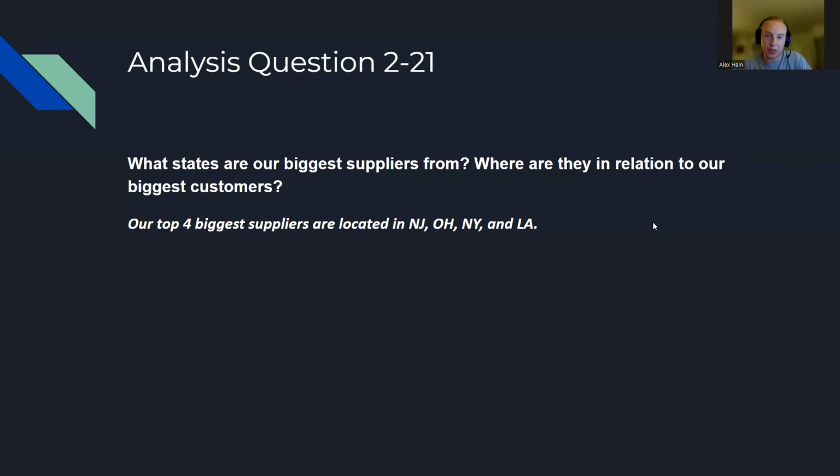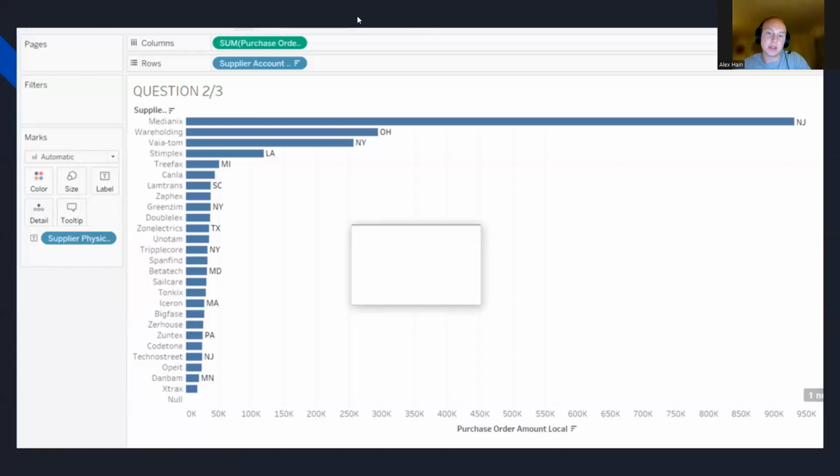The next question I had was, which states are the biggest suppliers from? Where are they in relation to our biggest customers? I want to see if there's any correlation between the two. The top 4 biggest suppliers were located in New Jersey, Ohio, New York, and Louisiana. So here's that graph real quick. I only went with 4. I know I did 6 the first time, but after the top 4 it really just tapers down. These first 4 really stick out.